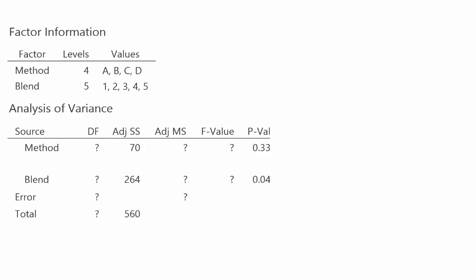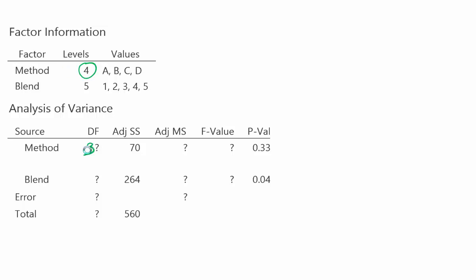They then provide the ANOVA table. There's a lot of things missing. We need to fill in those question marks so we can make sure that we can read our ANOVA output. All right, so let's start with the degrees of freedom. Degrees of freedom are pretty easy here to fill in because for the methods, it tells us that we have four levels, so the degrees of freedom for that will just be 4 minus 1, or in other words, 3.